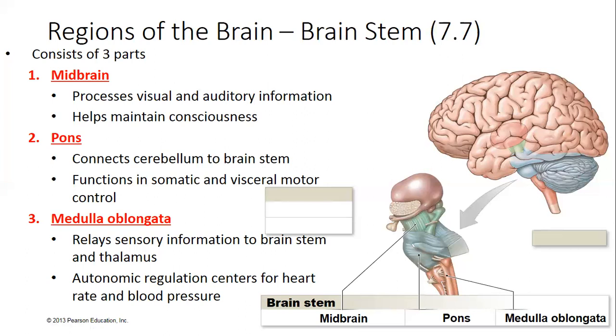It functions and has some centers in the pons that control functions like respiration, breathing. So we'll talk about those centers later. And then the medulla oblongata is another relay center.